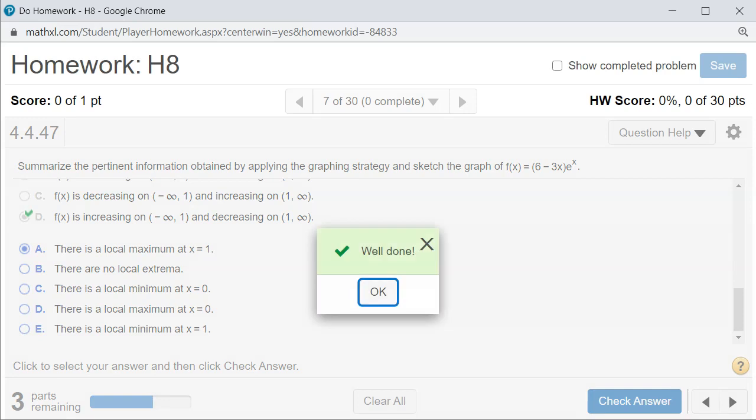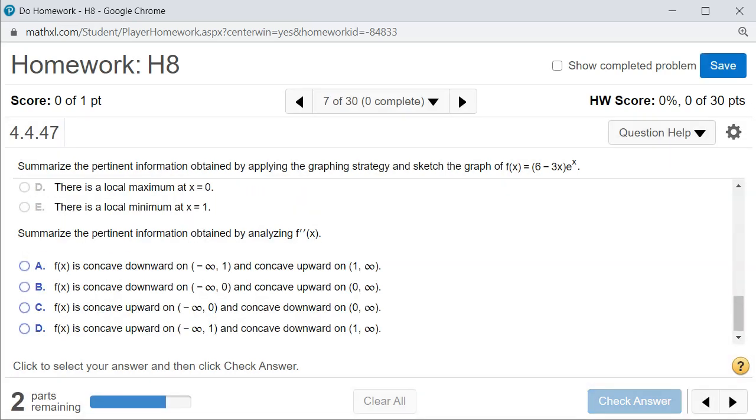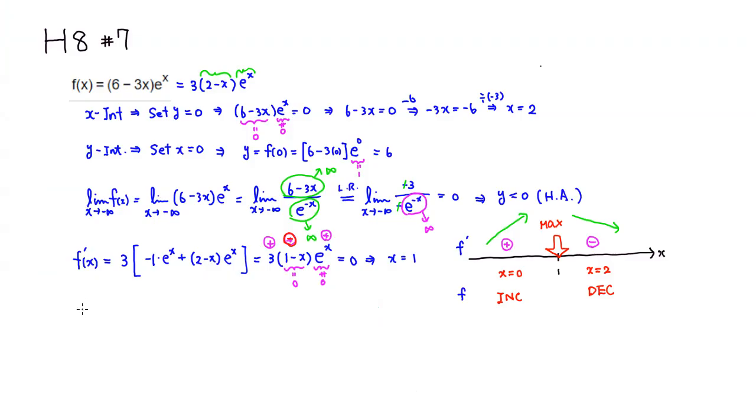All right, let's check the answer. All right, we got that. And then we have to take another derivative. So let's do that. We have f double prime of x. 3 is just a number, so put that there. Product rule. This is the first guy, this is the second guy. The derivative of the first is again -1 times the second, e to the x, plus the first guy, quantity 1 minus x, times the derivative of e to the x, which is e to the x.